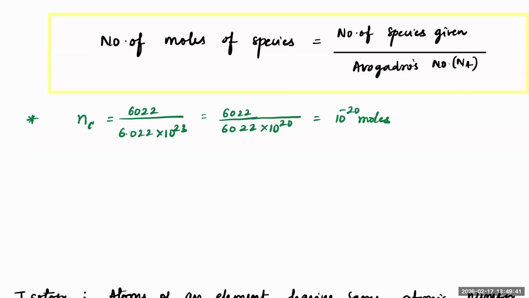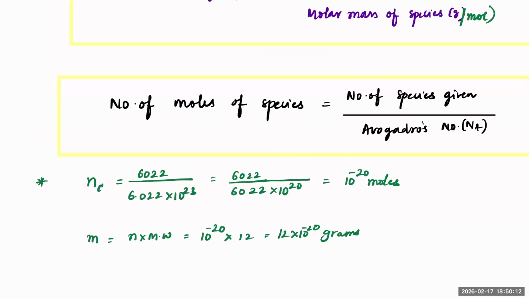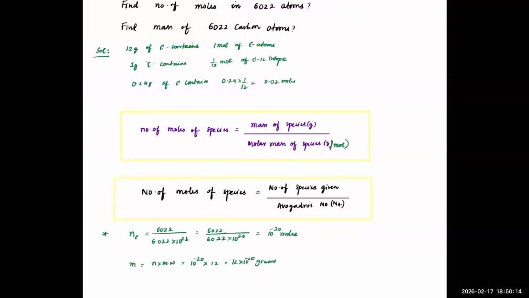And from there I can write mass is equal to number of moles into molar mass. The number of moles is 10 raised to the power of minus 20, right? And that into molar mass, which is 12, which is equal to 12 into 10 raised to the power of minus 20 grams. Please check. Any doubt?